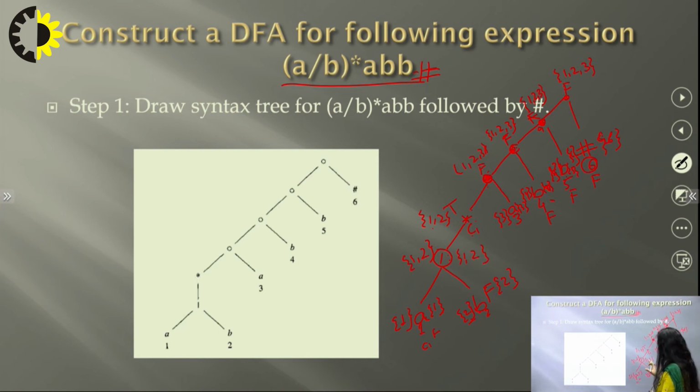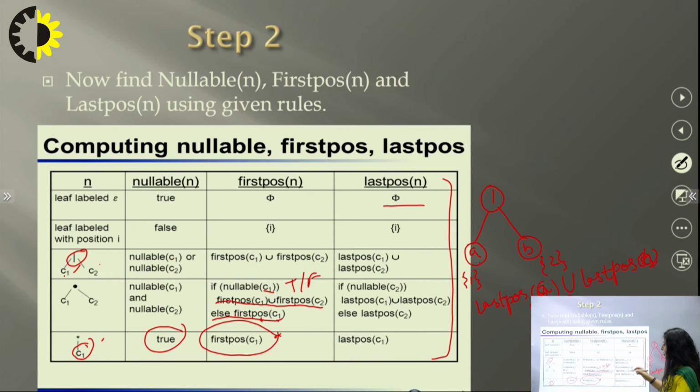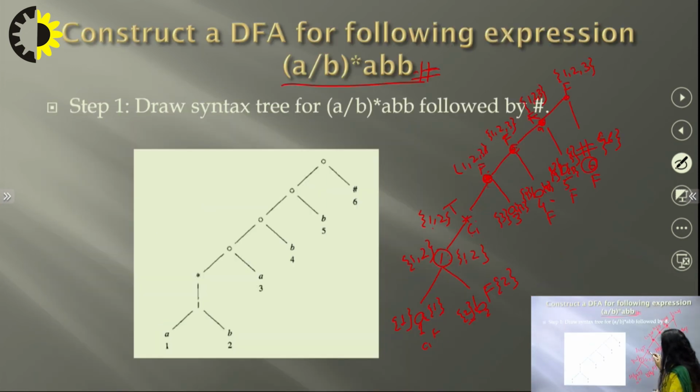Right, we have computed the first pos as well as the last pos for this node. Now we have to compute the last pos for the star node. We have already computed the first pos. For the star node that has C1 as the child, the last pos is last pos of C1. So, this is the only child that the star node has.